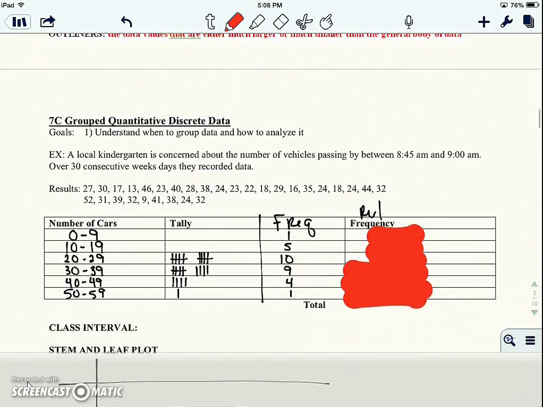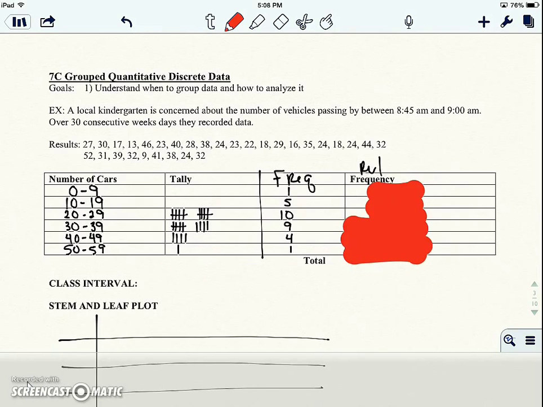Okay, so that was grouped, or that was discrete quantitative data. Now we're going to group our quantitative data. So here's an example. A local kindergarten is concerned about the number of vehicles passing between 8:45 and 9 a.m. Over 30 consecutive weekdays, they recorded the data. So here are the results.